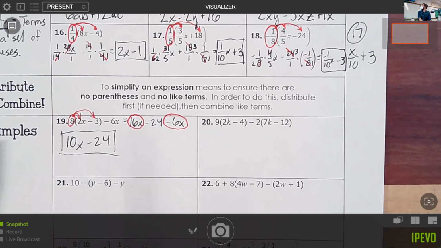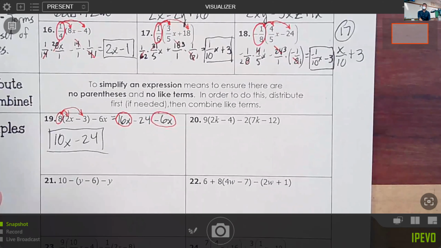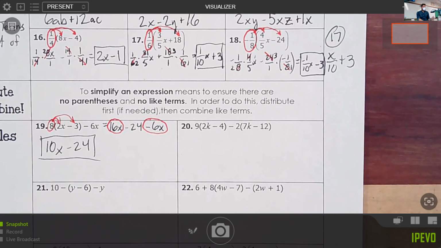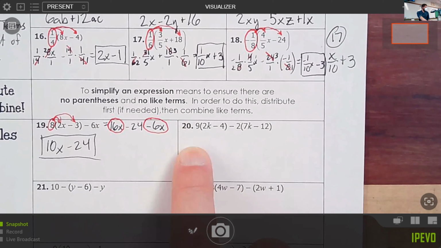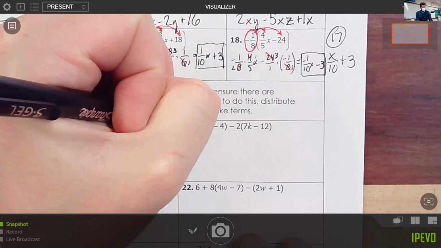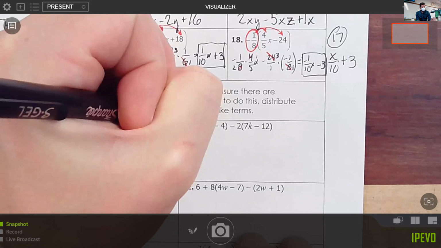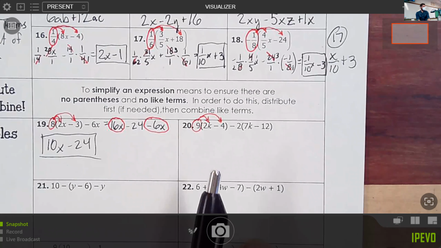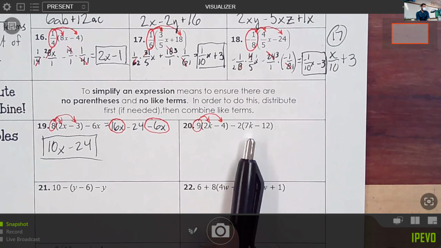All right, on number 20. Again, if you have questions, please stop me. Raise your hand. For number 20, we have 2 sets of parentheses, and we have 2 numbers on the outside of each of those. So we're going to take our 9, we're going to multiply by 2k, we're going to multiply by -4. Does anybody know what number this second set of parentheses gets multiplied by?